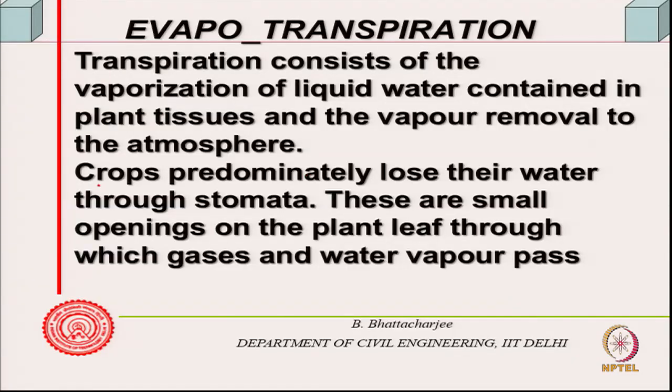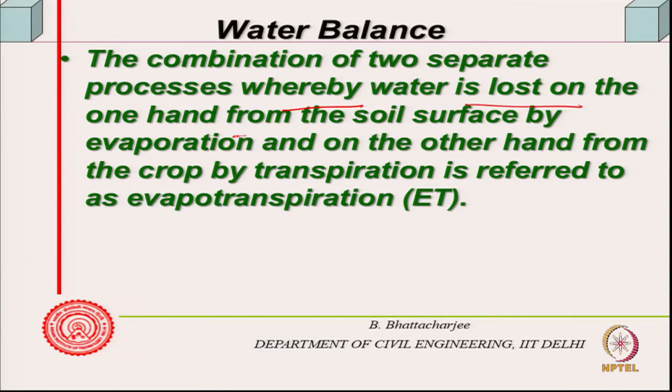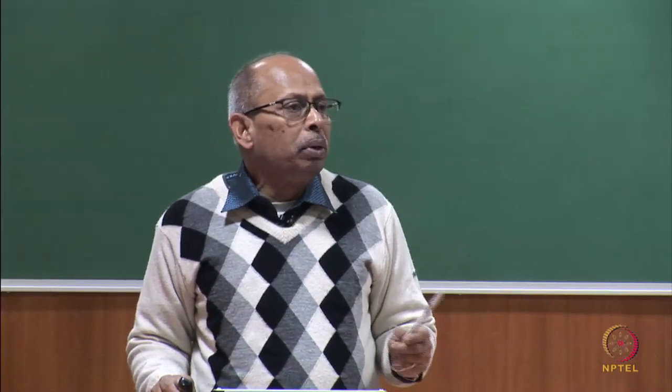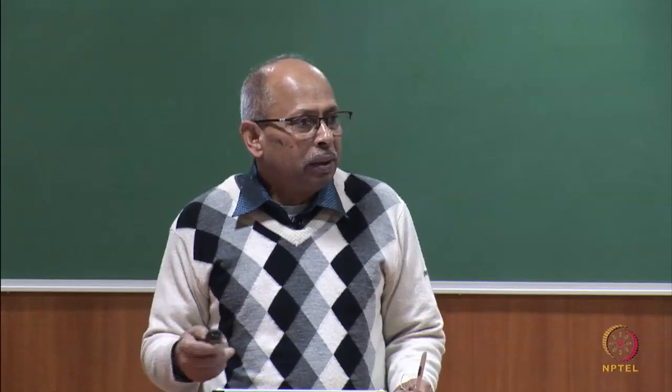So, these crops, or trees even, predominantly lose their water through stomata. These are small openings in the plant leaf through which gases and water vapor pass. Water is needed for carrying the nutrients, and water is also evaporated out from the plant surfaces. The combination of these two separate processes, whereby water is lost from the soil surface by evaporation and from the crop by transpiration, is referred to as evapotranspiration. Obviously, what will be its effect? It will tend to increase the relative humidity locally, and since evaporation is occurring, it will reduce the temperature.